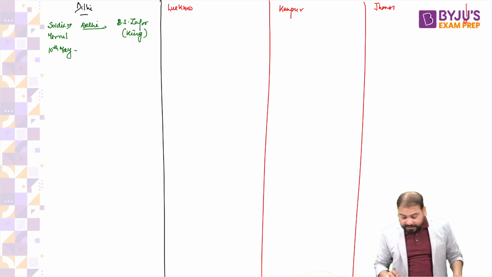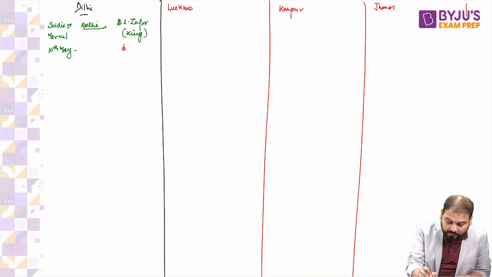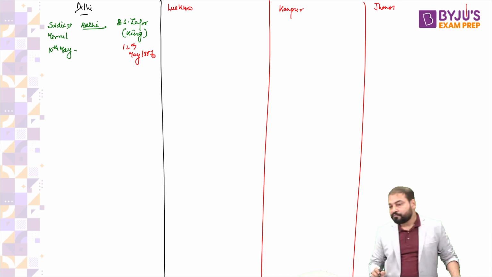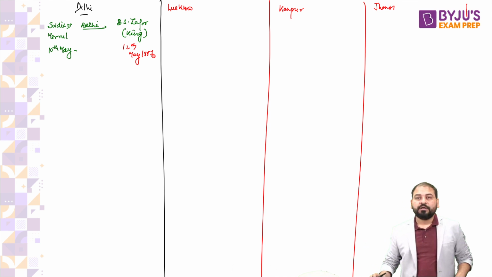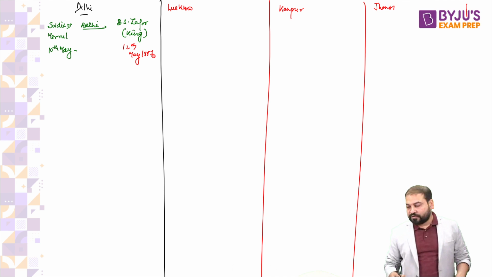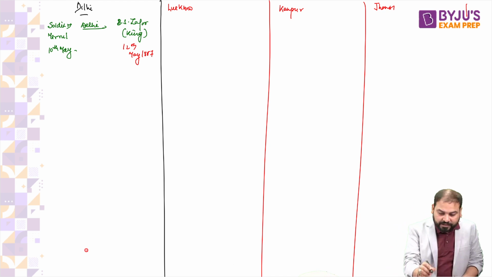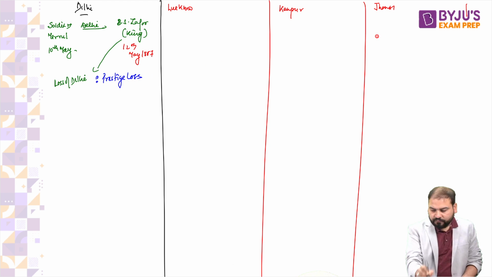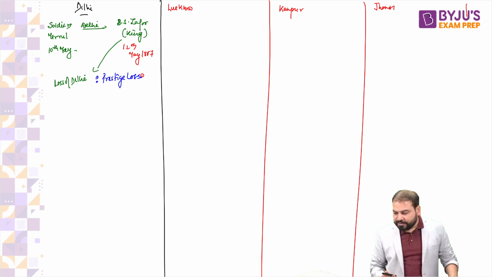So they reached Delhi and got it on 12th May 1857. Now, everyone, you tell me, do you accept that the loss of Delhi would have been a very, very big loss for the British? Loss of Delhi is a prestige loss for the British. Everyone, you admit it?